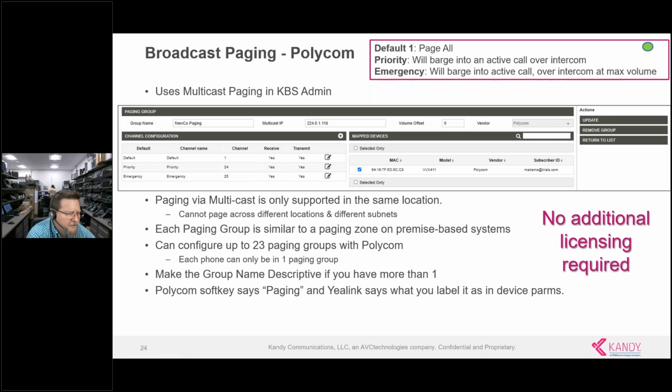You can configure up to 23 paging groups for Polycom. This varies by vendor type. And so this is one thing you have to be cognizant of if you're going to mix Poly and Yealink or some others, is to make sure the channel list matches up. And I think we have a slide that mentions that with Poly and Yealink specifically later on. Go ahead, next one.